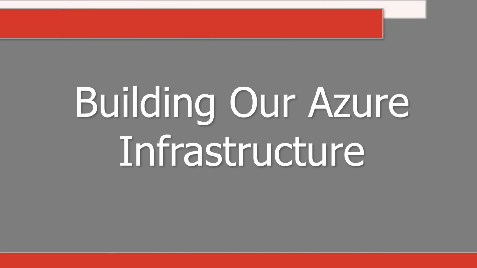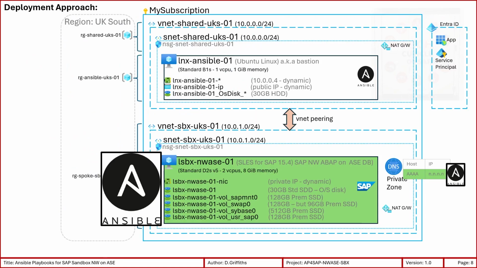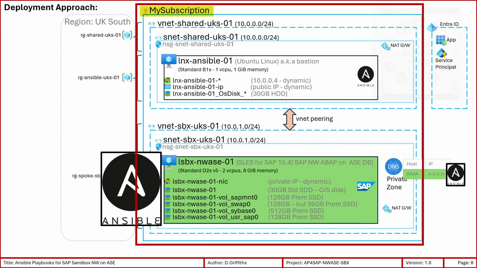Building our Azure infrastructure. We've been through the Azure architecture, and in places I've called out resources that we will pre-deploy. Our deployment approach is as follows. We will pre-deploy everything that is not green. An Azure subscription with credit card. I'm using a 30-day free trial with $200 USD of credit, but it still needs a credit card or a way of billing you at the end of the 30 days.